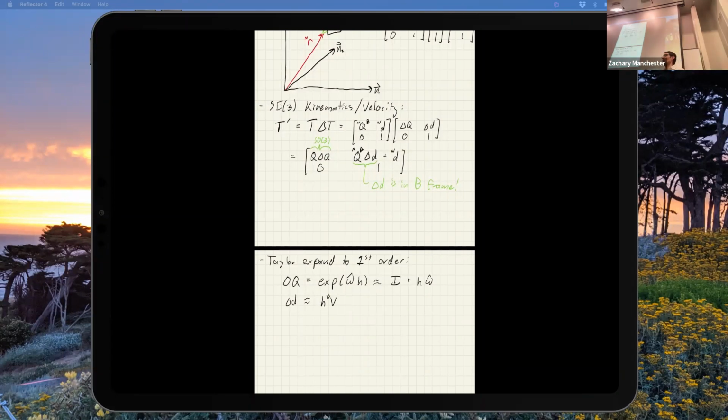This is basically assuming Euler integration, or a tiny time step. So if I write this out now, I'm going to get T prime is approximately my original thing, QD times I plus h omega hat for the small rotation, and then h times v in the B frame for the small translation, right? First order in h, and now I can pull this thing apart.